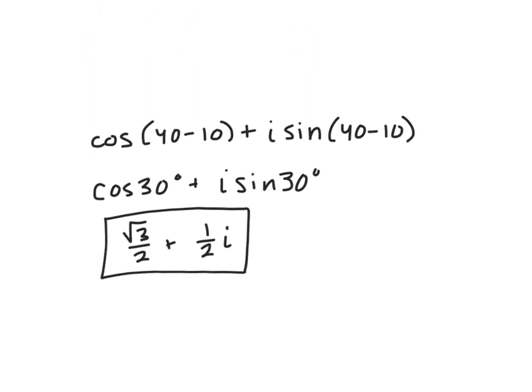All right, check your work here. Your r values are both just 1, so you should end up with root 3 over 2 plus 1/2 i.